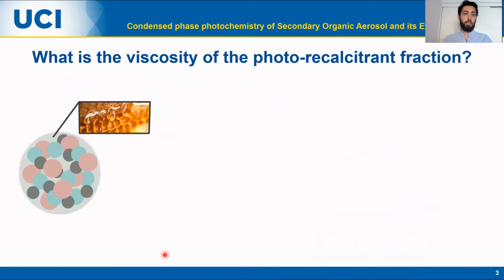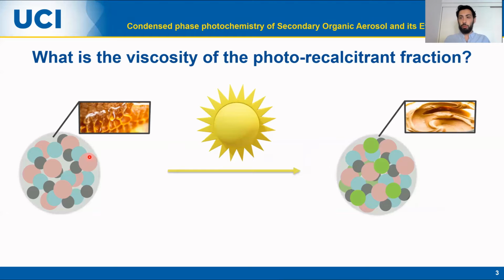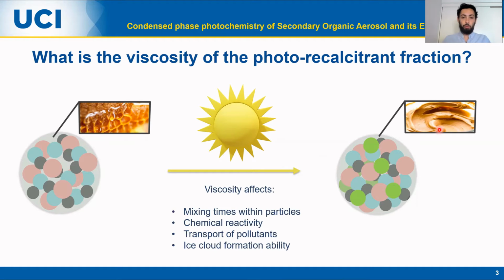So what we wanted to do in this study is say, okay, this photorecalcitrant fraction exists, but why doesn't it degrade? What's the viscosity of it? This is one of the questions we wanted to answer. If we have a newly formed aerosol, it could have the viscosity of something like honey. But by going through this aging process, it can possibly increase in viscosity and have a viscosity more like peanut butter. This is important because viscosity affects the mixing times within particles, the chemical reactivity, transport of pollutants, as well as its ice cloud formation ability.